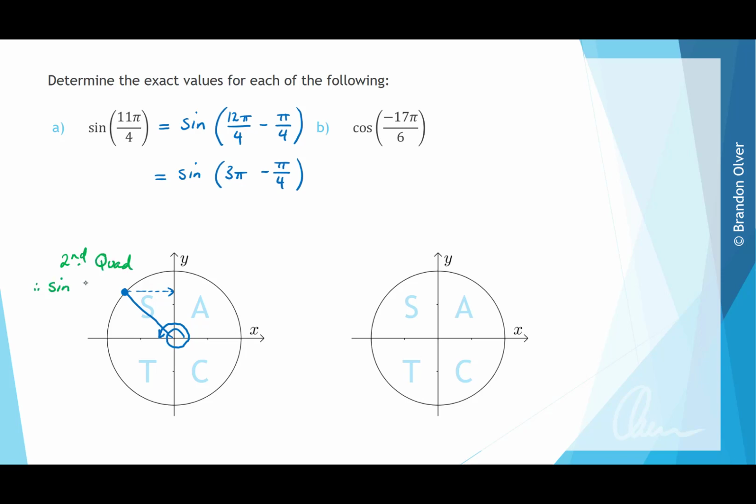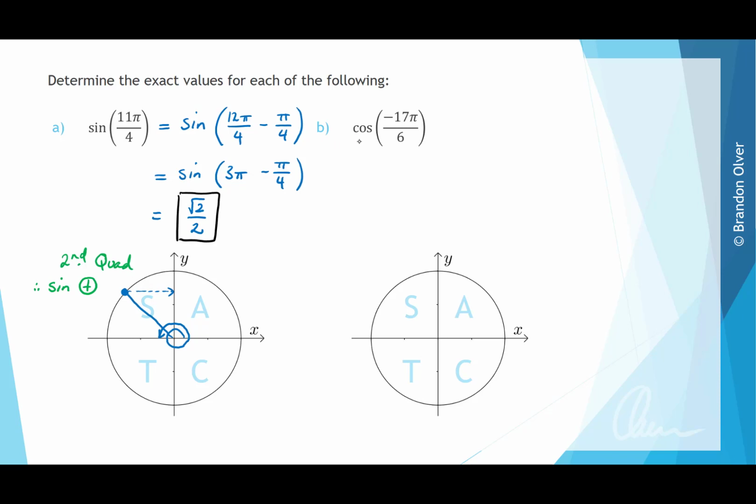Therefore, sine is positive. And if we have a positive sine value and the reference angle is pi on 4, we know that the exact value for that is going to be positive root 2 divided by 2. So that is the exact value of sine of 11 pi on 4.